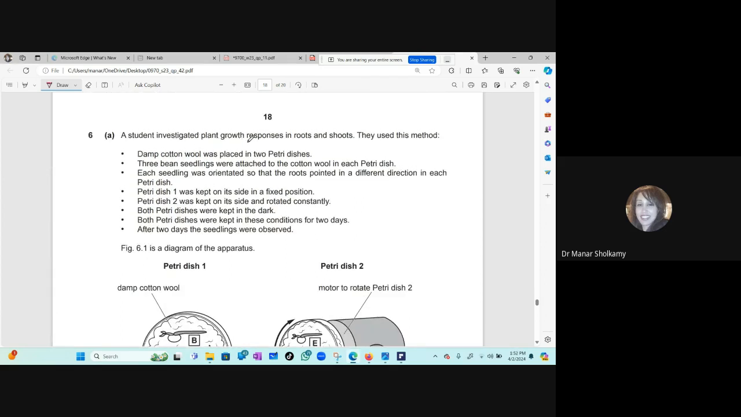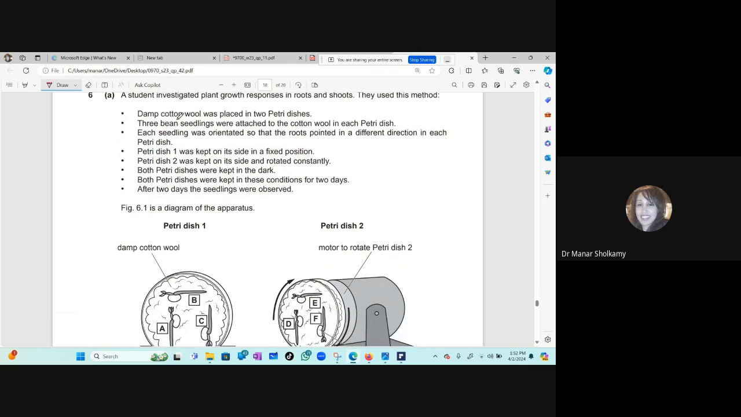Now, a student investigated plant growth responses in roots and shoots. They used this method. This is coordination. Damp cotton wool was placed in 2 petri dishes. 3 bean seedlings were attached to the cotton wool. Each seedling was oriented so that the roots pointed in a different direction. Petri dish 1 was kept on its side in a fixed position. Petri dish 2 was kept on its side and rotated constantly. Both petri dishes were kept in the dark. So here we are studying geotropism, or phototropism if it's in the dark? Geotropism, correct. Both petri dishes were kept in these conditions for 2 days.